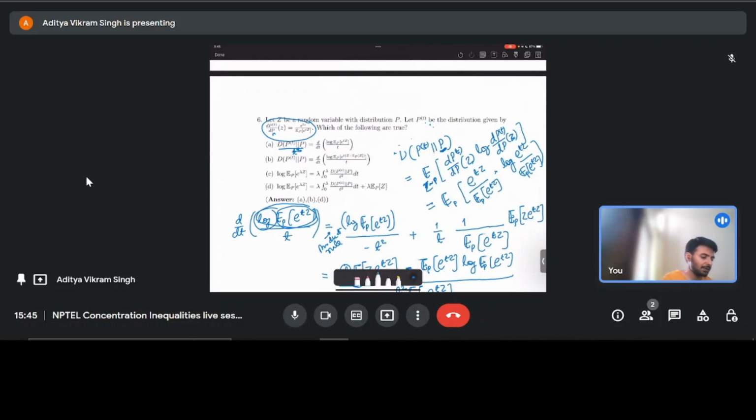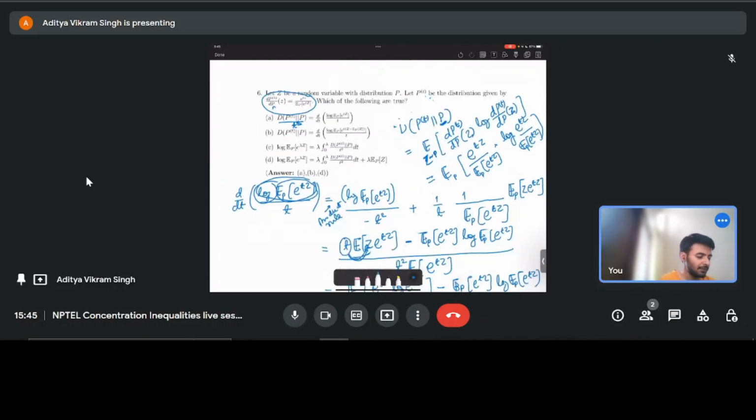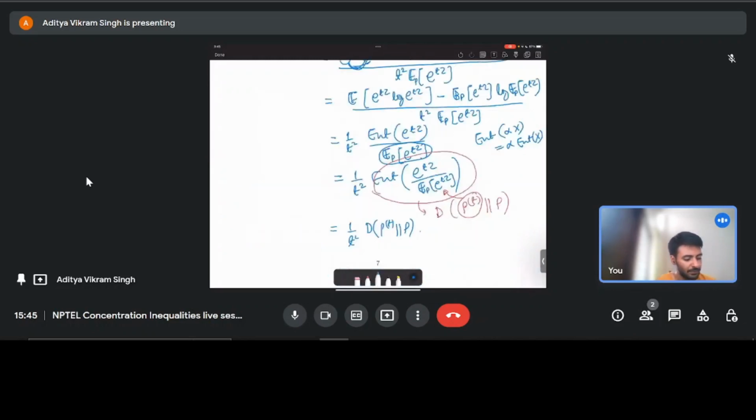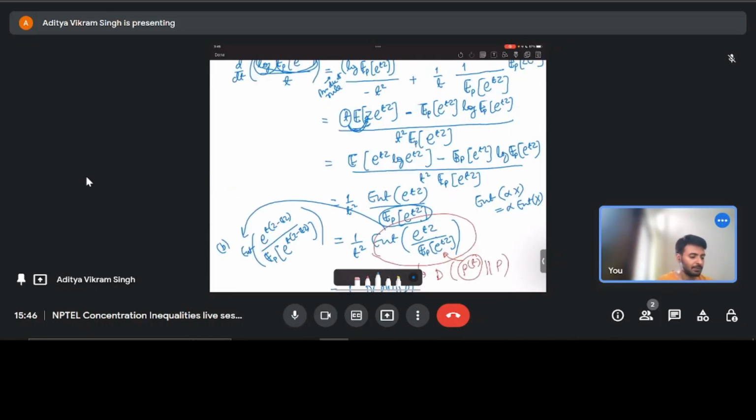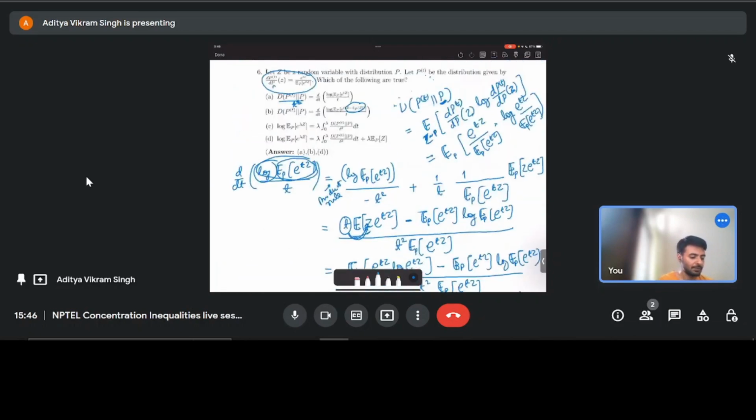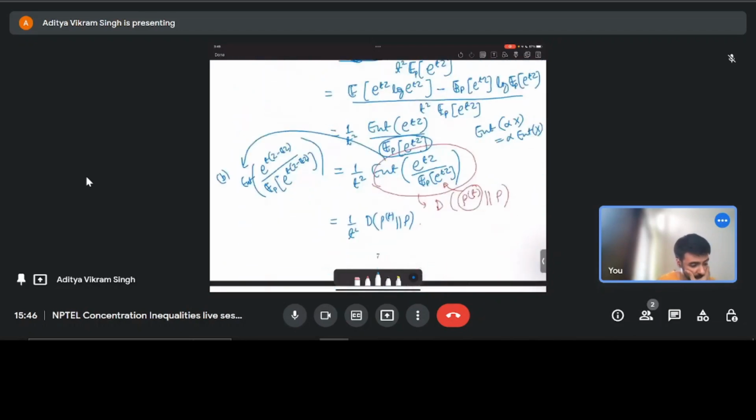Let's do the same thing again, except that instead of z, you will have z minus expected value of z. So option B would be the entropy of e power t times (z minus expected value of z) divided by the expected value of e power t times (z minus expected value of z). Just replacing z by z minus its expectation throughout this derivation, which gives us this.